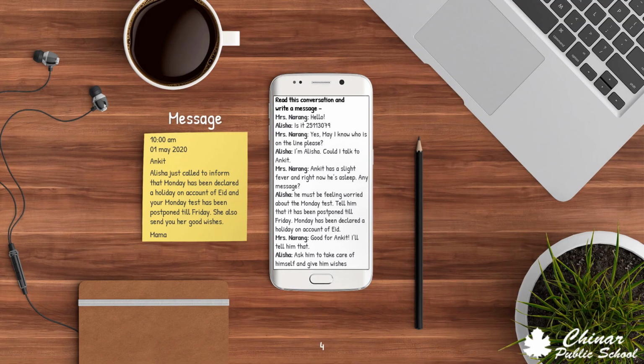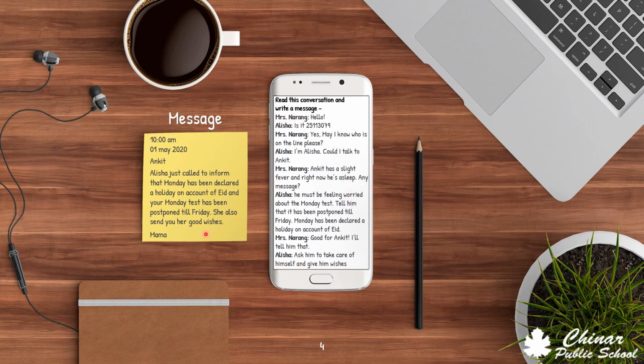This is an example. A question is given here in the picture of the mobile. Can you see the question? Read this conversation and write a message. Here two people are talking. One is Mrs. Narang and one is Alicia. Right? Alicia has called up and Mrs. Narang has picked up the phone. So this telephonic conversation, please read it carefully, and this becomes your question.